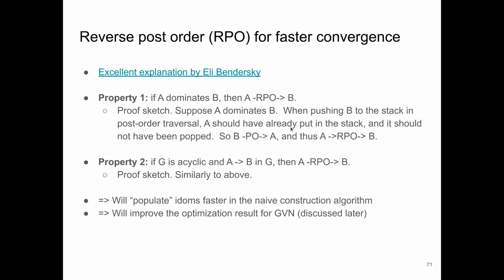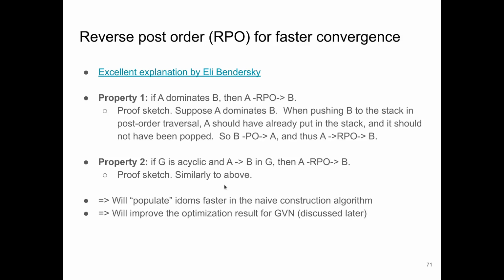So as I said, the main reason is that if A is visited first here, then its result will likely affect the computation for B here. And that's the reason why B will have a more up-to-date or more precise value of the IDOM. And as a result, it will shorten the iteration of the computation for this IDOM. So that's the reason why we visit the elements in this reverse post order. Okay, so that is the first benefit of these two properties. So it will populate IDOMs much faster in the naive construction algorithm.